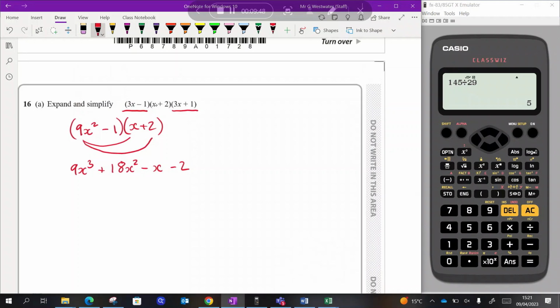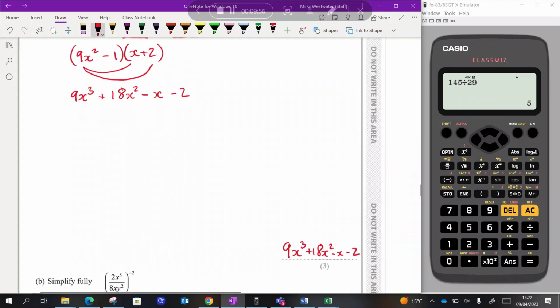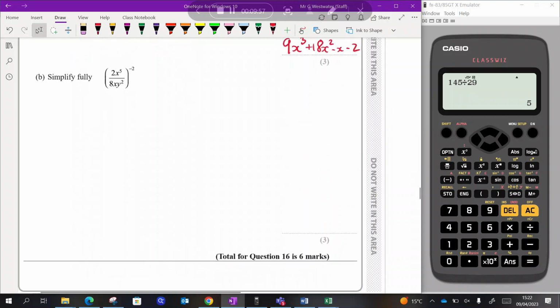But you could have done this the long way round and ended up with a three-term expression first and then multiplied it all through. This was just the most efficient way of doing it. And part B, we are trying to simplify this fraction.